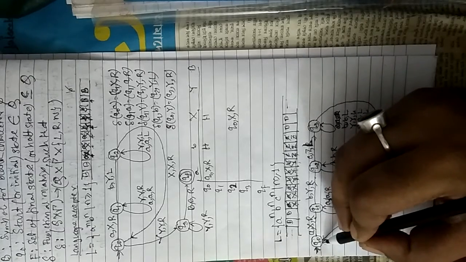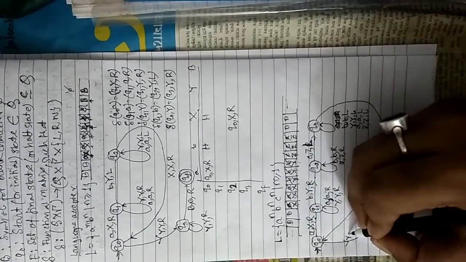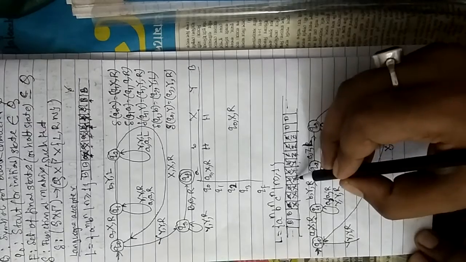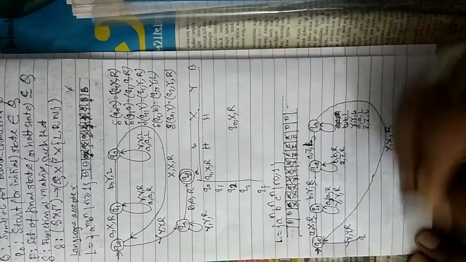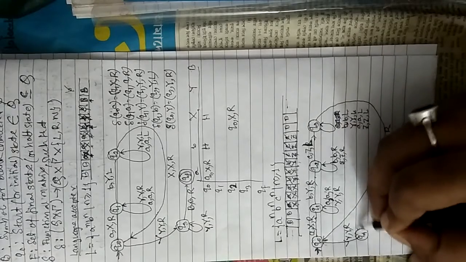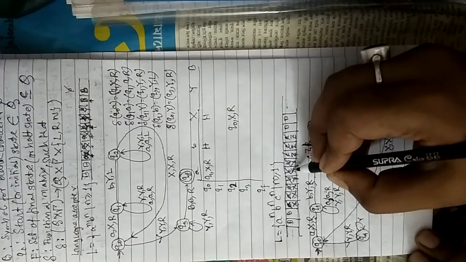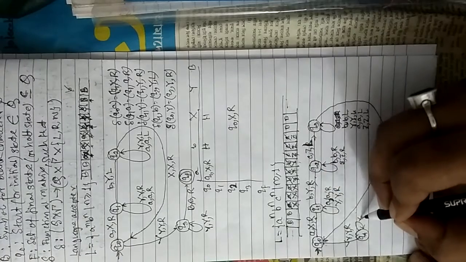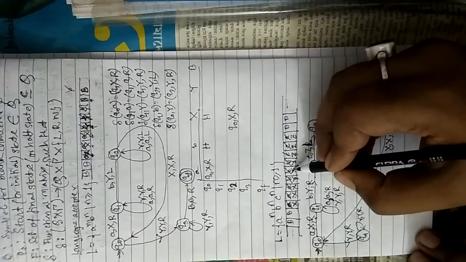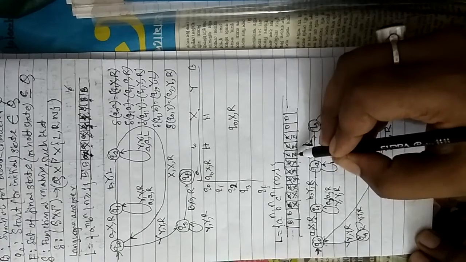So let us do one thing. You are reading y, replace y by y and move towards right and go to another state, suppose q4. Now you make a loop: you are reading this y, replace y by y, move towards right, and again y, y by y, right. Now you are reading this z.